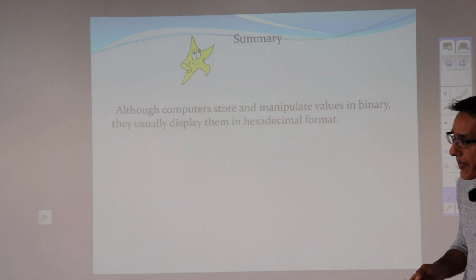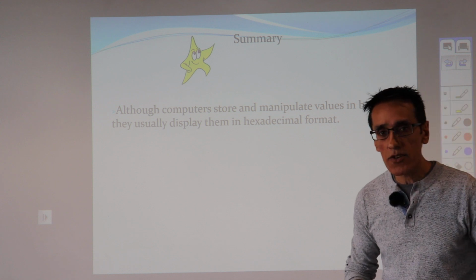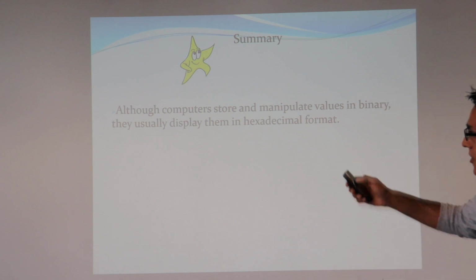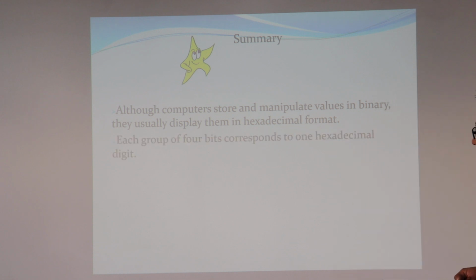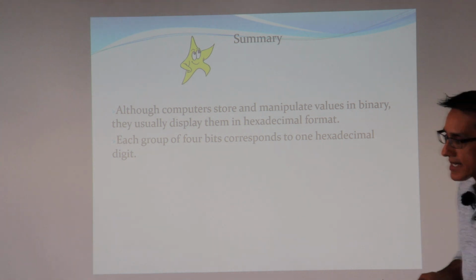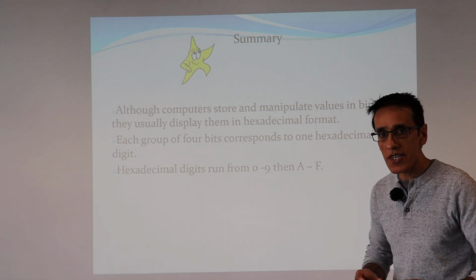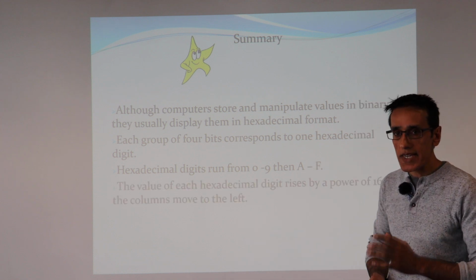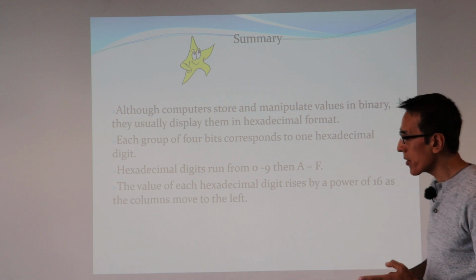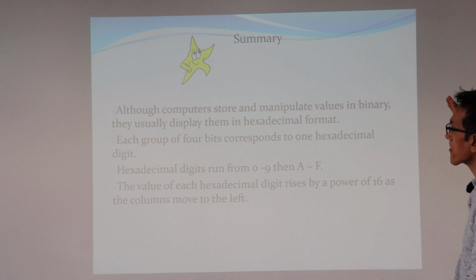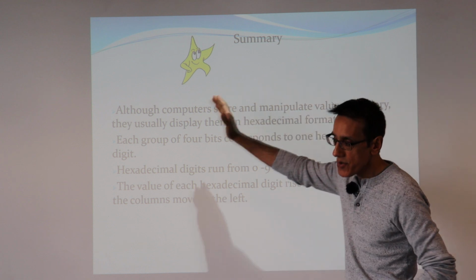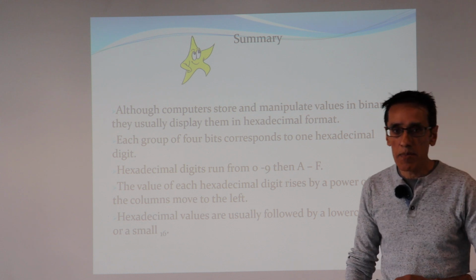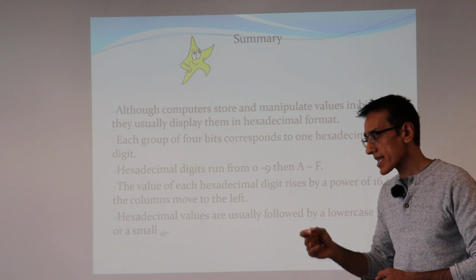Just to summarize then, computers manipulate values in binary. They store numbers using 1s and 0s, but for humans we display them in hexadecimal. Each group of 4 bits represents 1 hexadecimal digit. Hex digits go from 0 to 9, then A to F. The value of each hex digit increases by a power of 16 as the columns move from the right hand side to the left hand side.